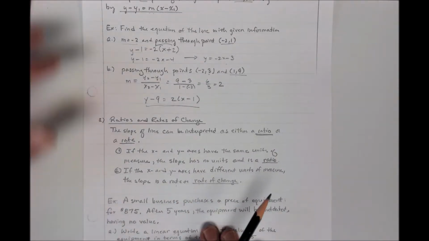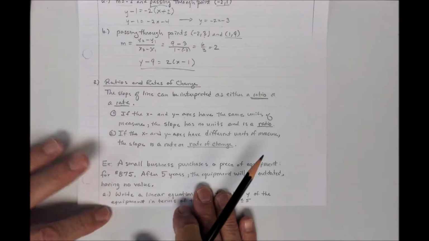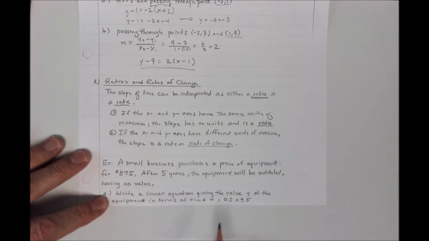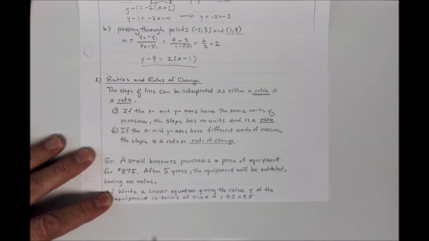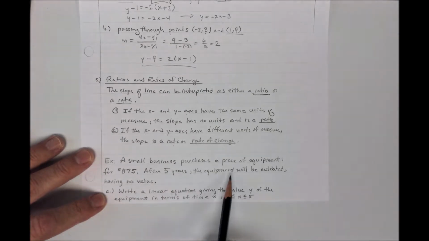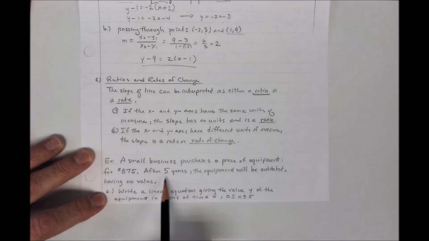Now, you have this more in your Algebra 2 days and even pre-calculus, where they give you different amounts in a story problem, and you have to come up and kind of model this after the equation of a line. Here's an example. A small business purchases a piece of equipment for $875. After 5 years, the equipment will be outdated and it will have no value. You're to write a linear equation giving the value y of the equipment in terms of the time x, given that x is between 0 and 5 inclusive because of the 5 years.